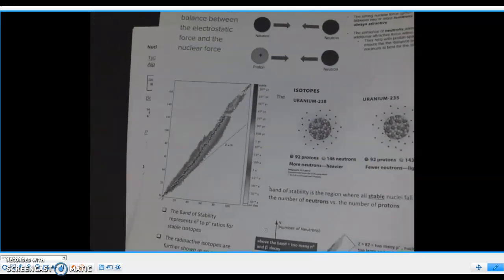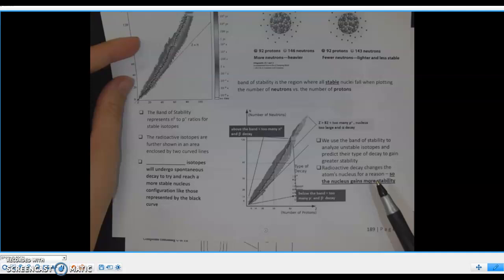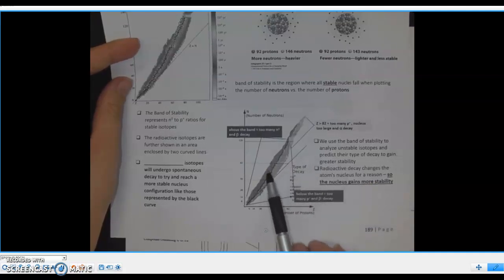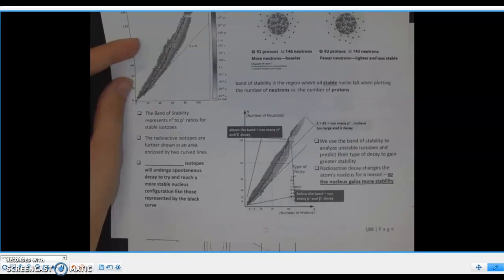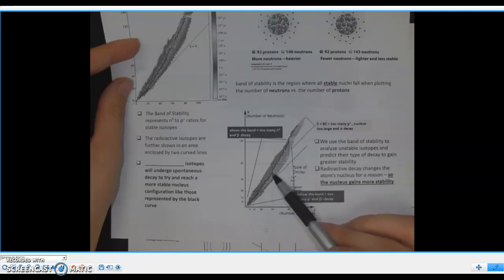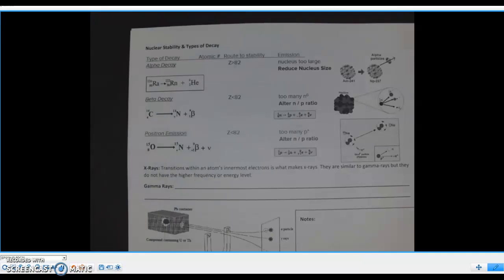So looking back at this diagram, we have too many neutrons. And so what we're going to do is lose a neutron and add a proton, and you can see how that gets us closer to this band of stability. Right? So up above we tend to have beta decay to reach that band of stability.